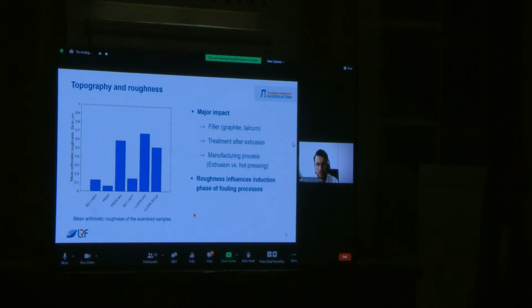A non-invasive confocal microscope was used to determine the roughnesses, and the figure here shows the mean arithmetic roughnesses of the investigated materials. The greatest influence on the roughness is based on the use of fillers. But a plasma treatment, for example, can decrease the roughness again. Pure or unfilled PEEK has by far the lowest roughness.